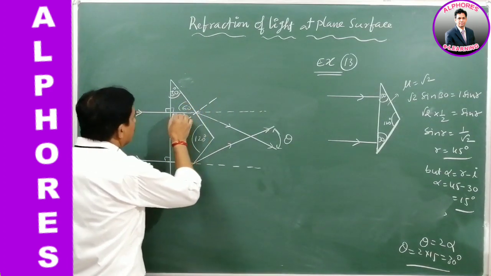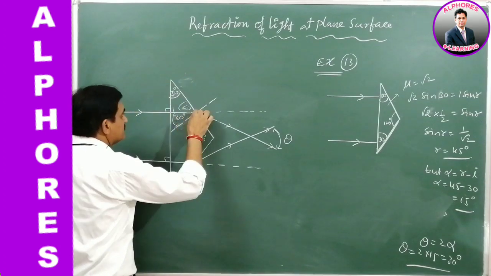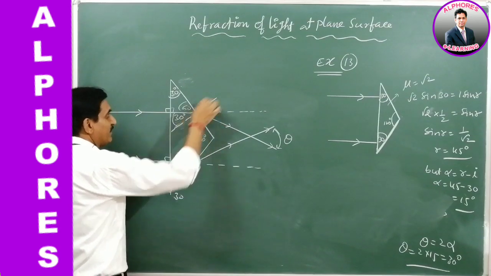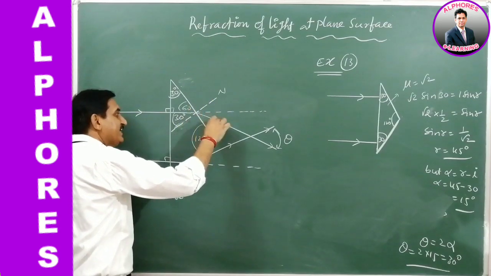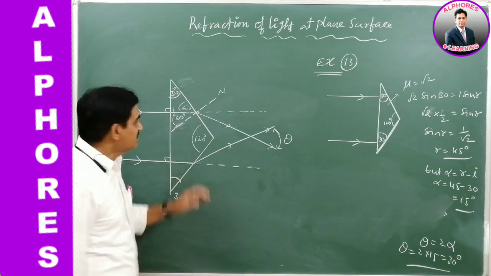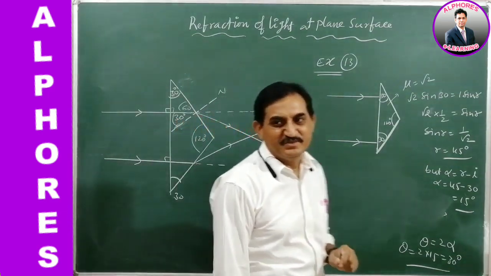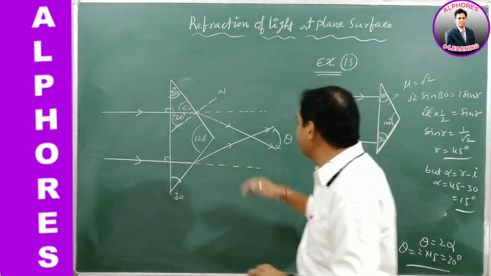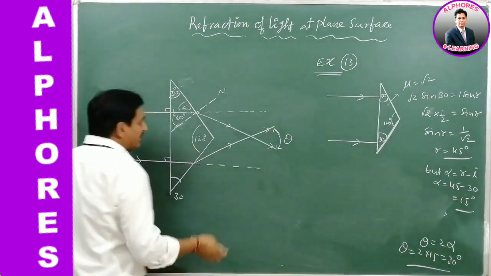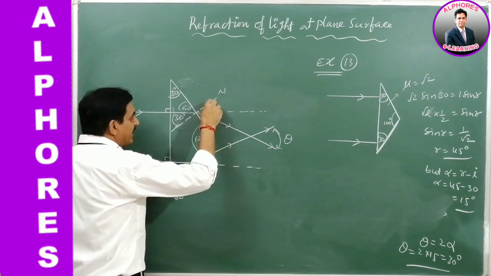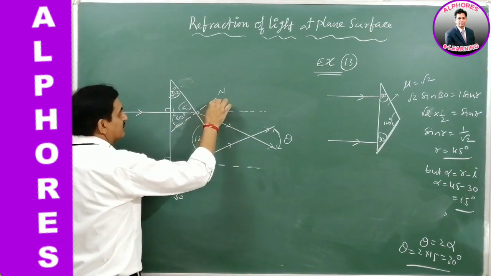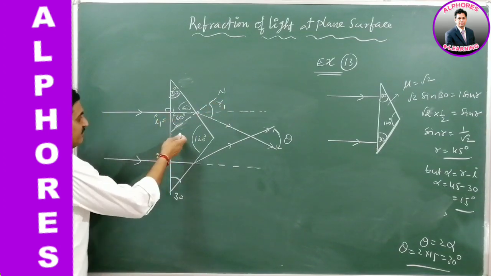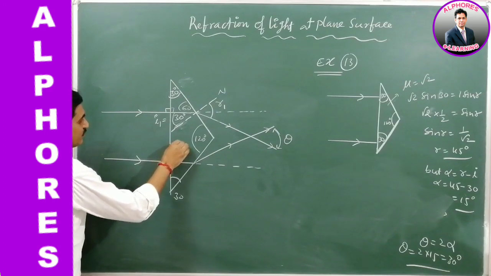Now, whenever it is incident at this surface, it undergoes refraction, bending away from the normal. This is the normal, and from this normal it is bending away because the ray is traveling from denser into rarer medium. When a ray travels from denser into rarer medium, it bends away from the normal, and this is taken to be the angle of refraction. This is R1, this is I1, and the refractive index given is root 2.